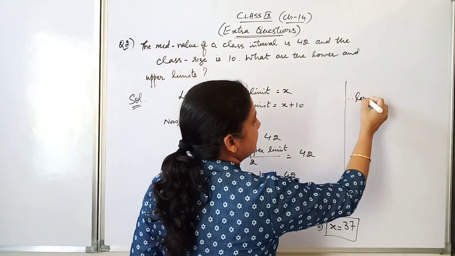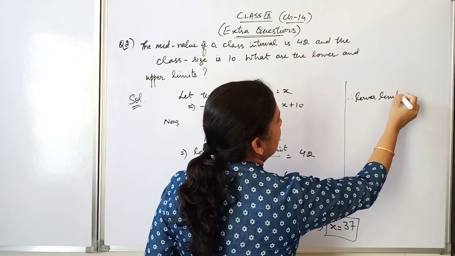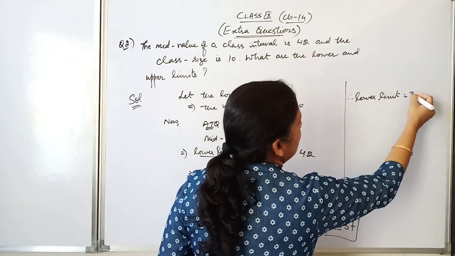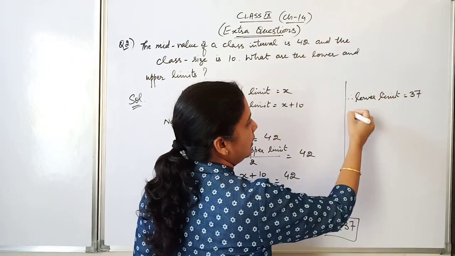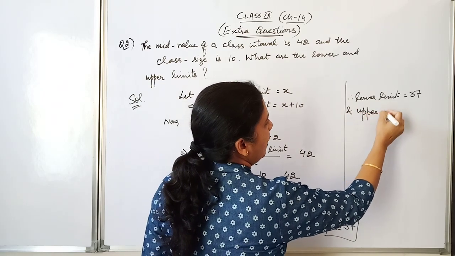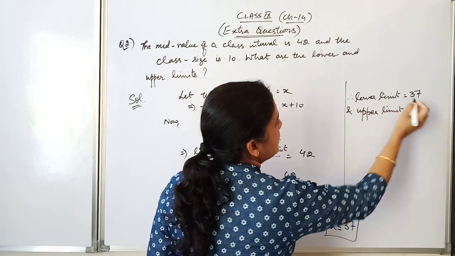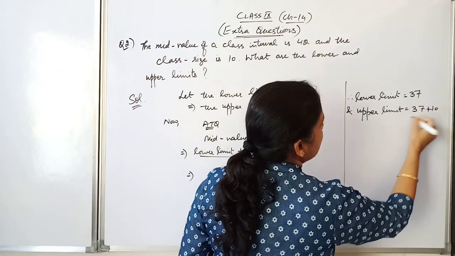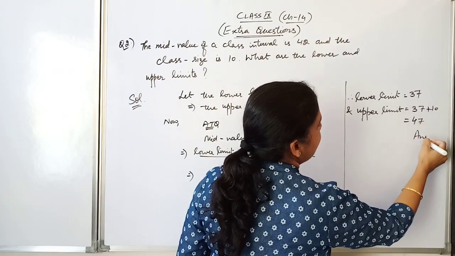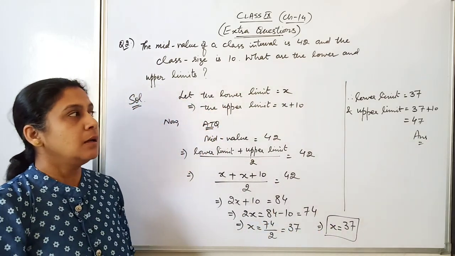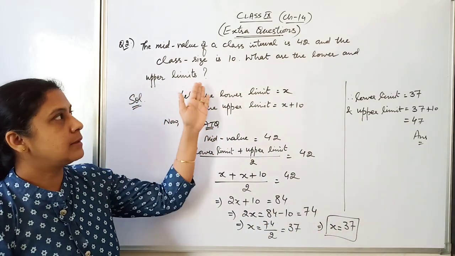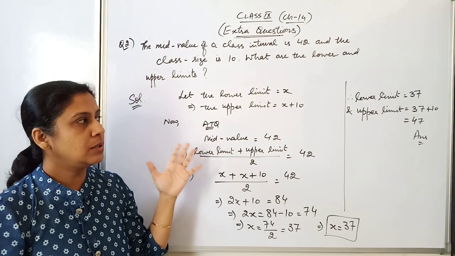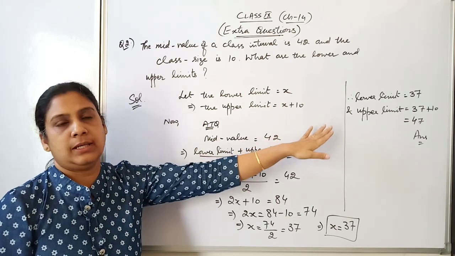Therefore, lower limit is equal to x, which is 37, and upper limit is equal to x plus 10, that is 37 plus 10, which is 47. So this is our final answer. Whenever you leave your answer, always read the question once again, what was actually asked, and leave that only.